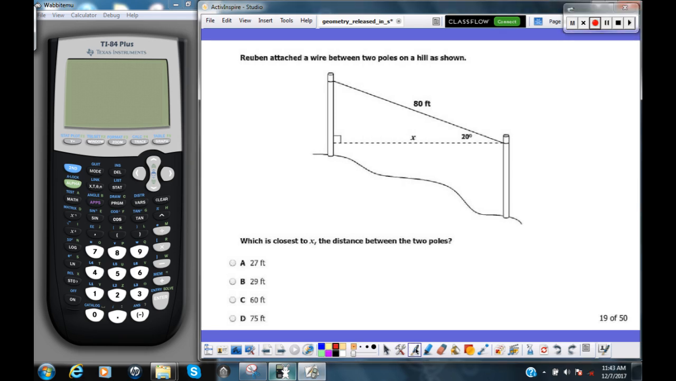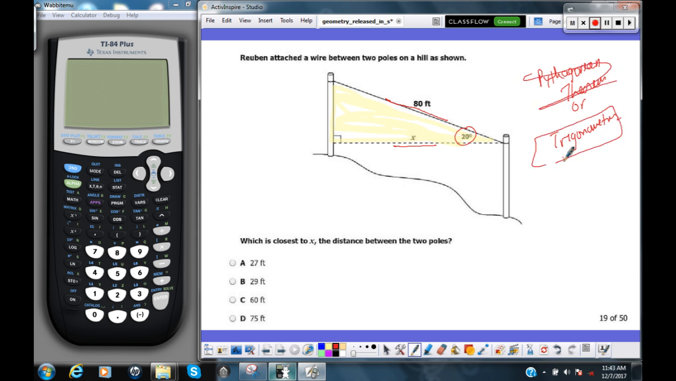Number 19, what we're going to do is recognize this is a right triangle. Once we recognize this is a right triangle, we usually have two choices in our tools. We usually have the Pythagorean theorem, or we have trigonometry. Since we're given an angle and a side, and we're looking for the missing side, we're going to use trigonometry.